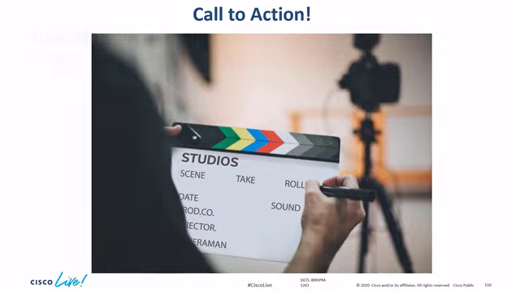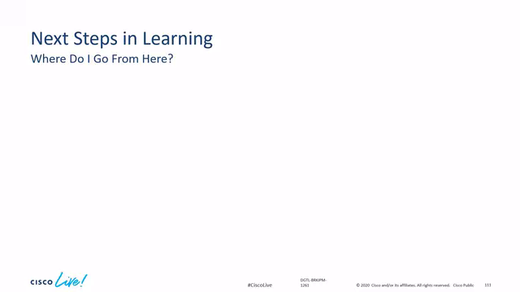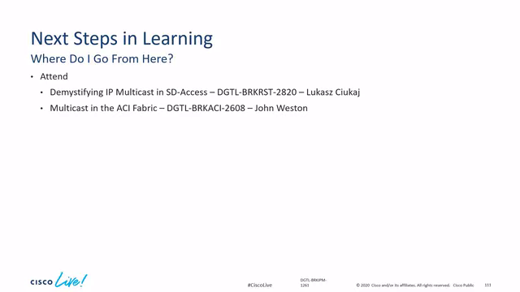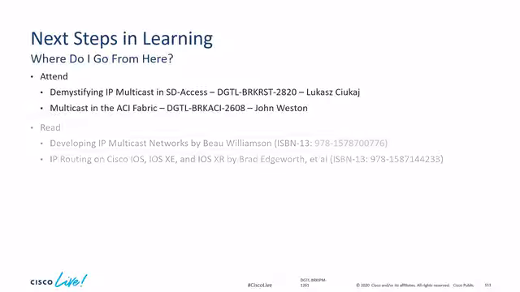So what's next? Where do we go from here? From a Cisco Live perspective, the next step might be taking a look at some of the other breakouts that use multicast, or specifically some that use our popular solutions. For example, with SD Access, we use multicast quite a bit. Take a look at that breakout. And of course, we use multicast in the ACI fabric as well.